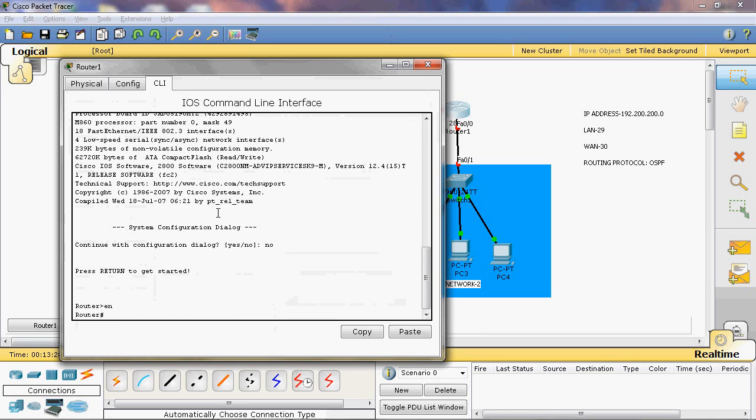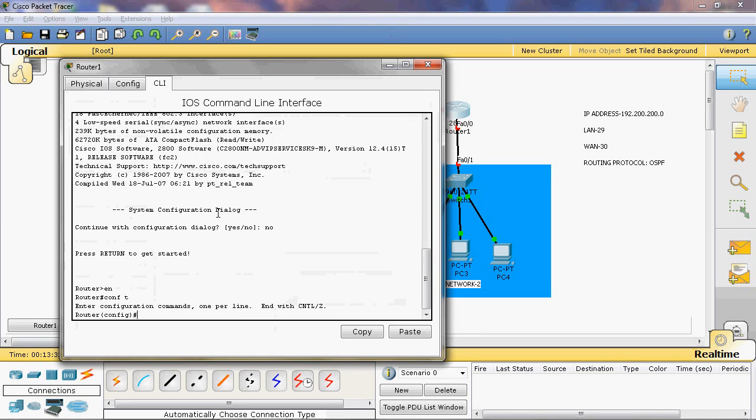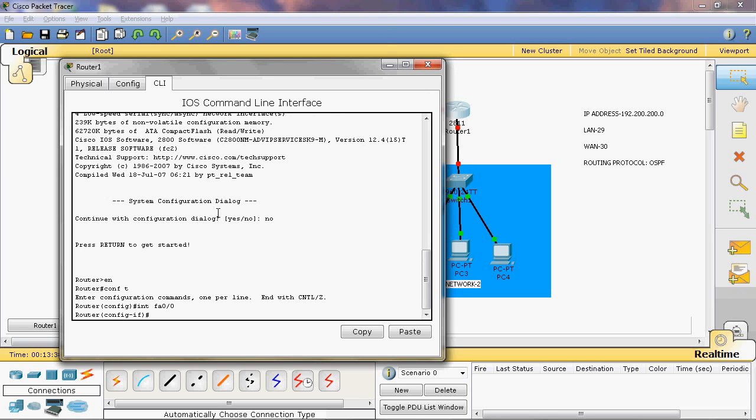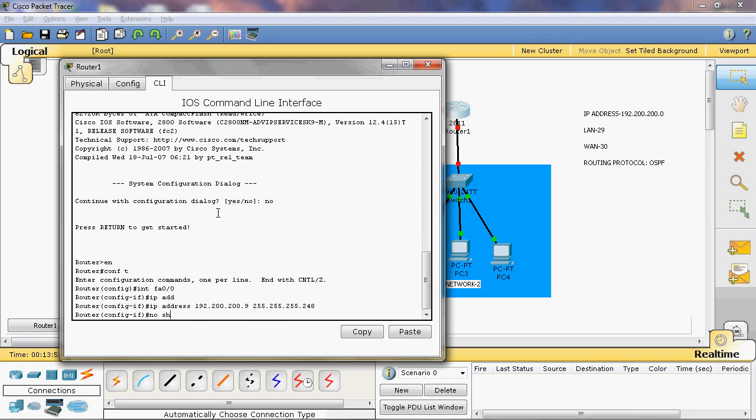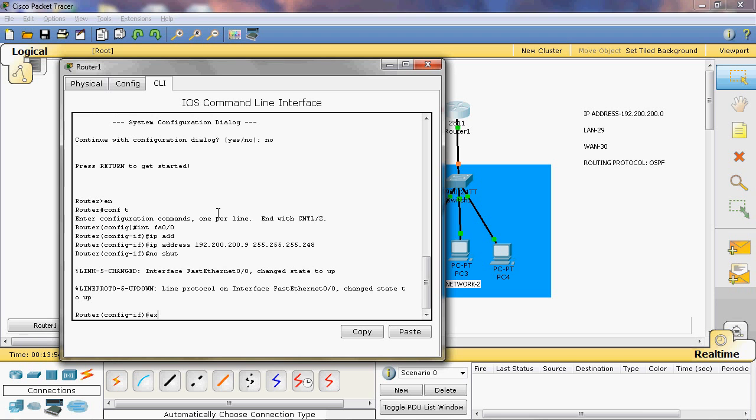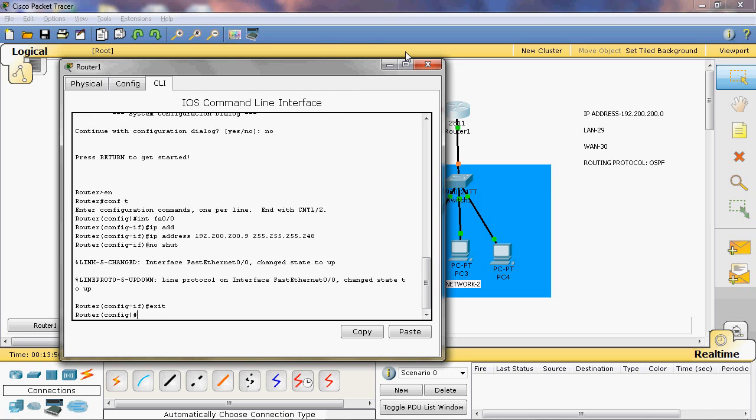We can go to the privilege mode. In the privilege mode we can go to the global mode. Here we can go to that particular interface FastEthernet 0/0. Now we can assign the IP address: ip address 192.200.200.9. Subnet mask is 255.255.255.248. No shutdown, to enable that interface. Exit.